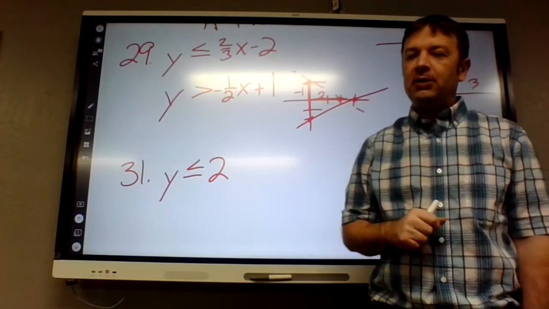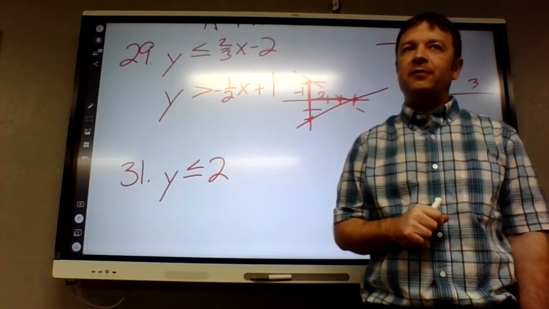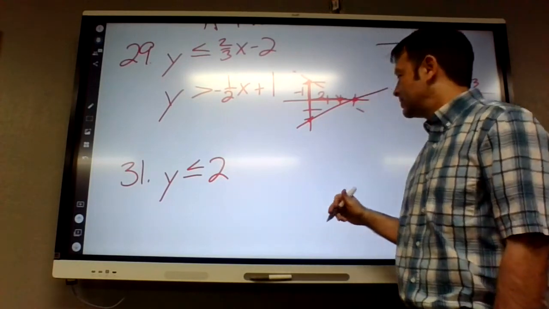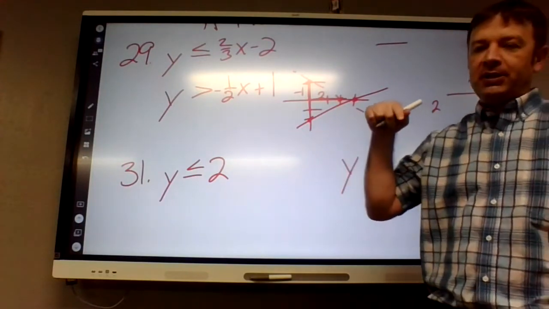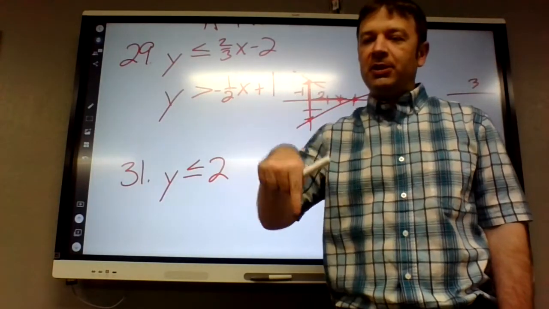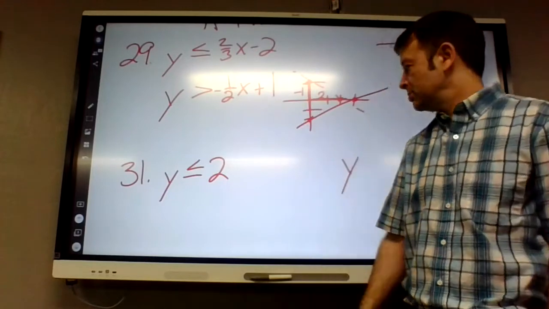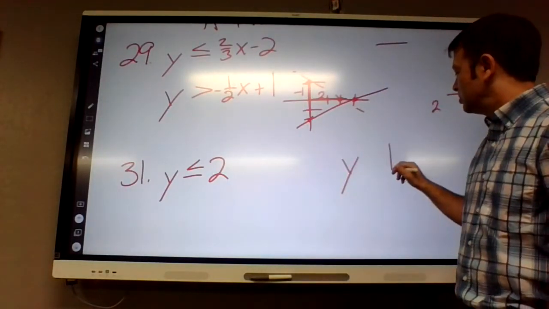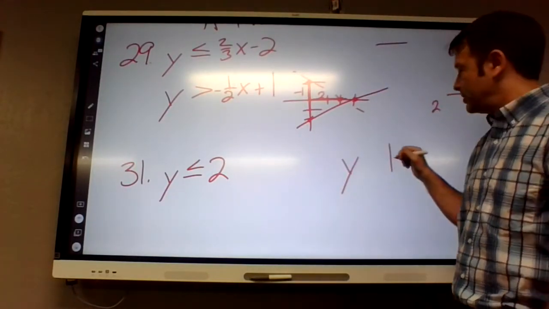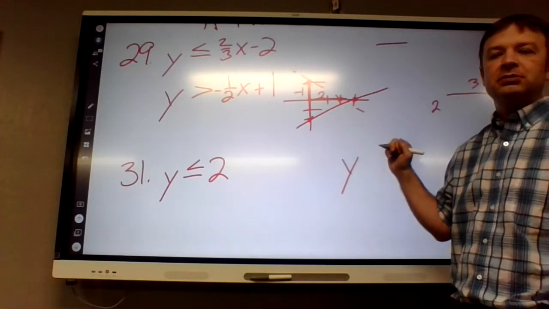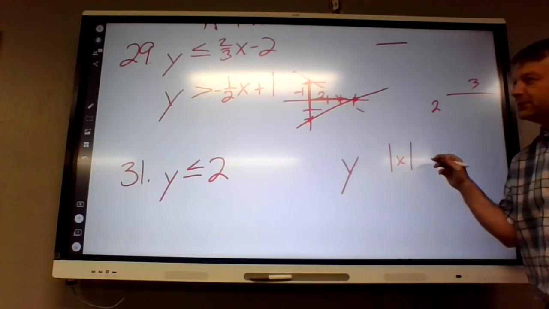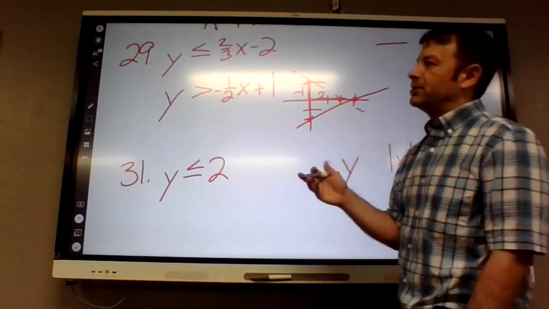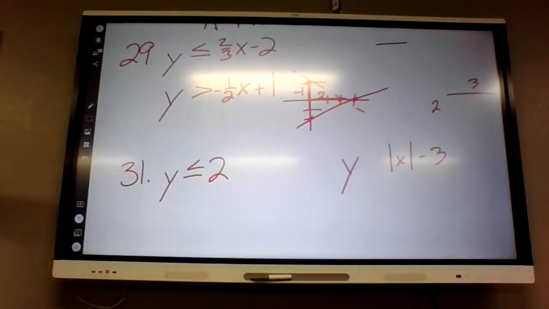And then if it's a V, what kind of function makes a V? Absolute value. How do we make the absolute value go down 3? Put it outside of the absolute value. Is it +3 or -3? Outside of it, put -3. Here's kind of the cheat sheet for that.